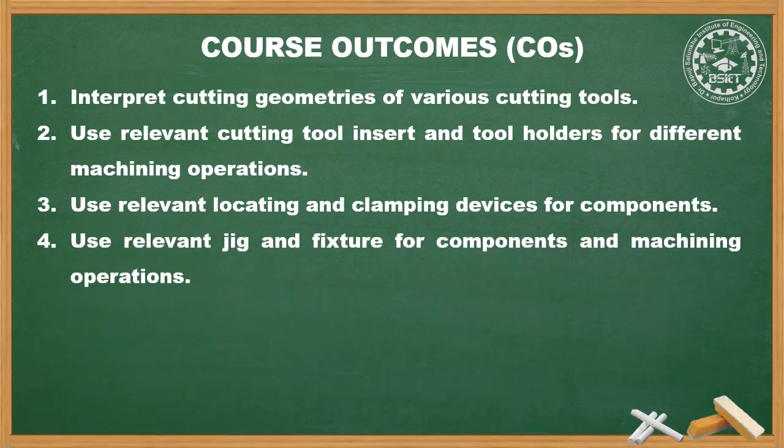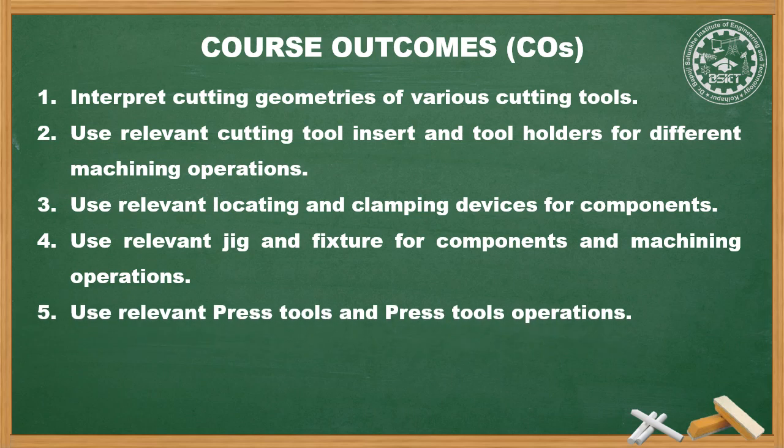Next, use of relevant jig and fixture for components and machining operation. Jig and fixture are the devices used for holding the tool or workpiece for machining purpose. We will be studying in detail about how to design jig and fixture. Fifth one, use of relevant press tools and press tool operation. Press tools used in nowadays application will be studied.